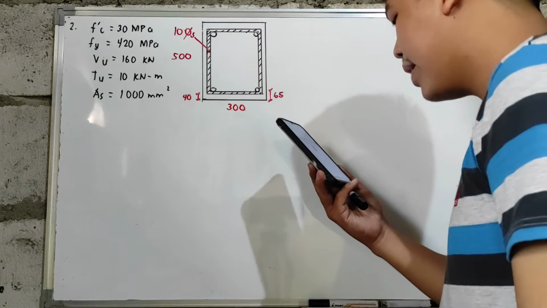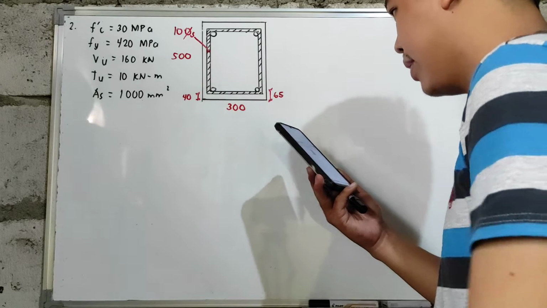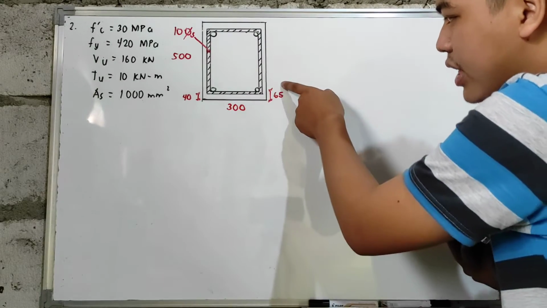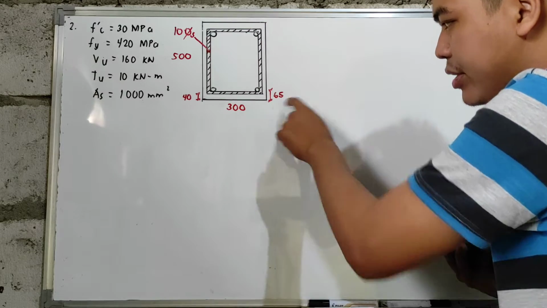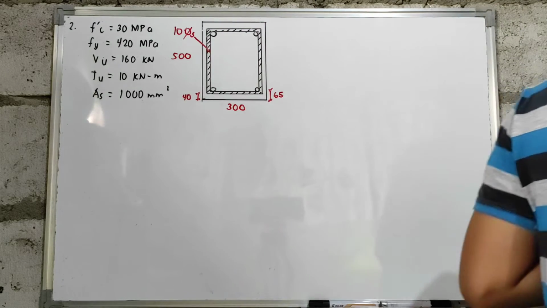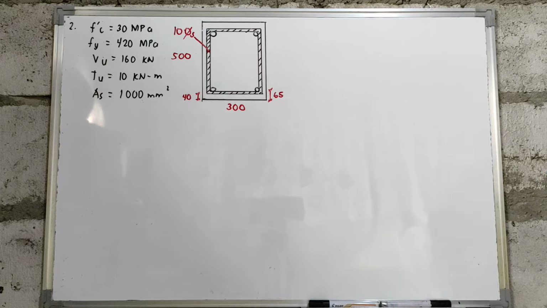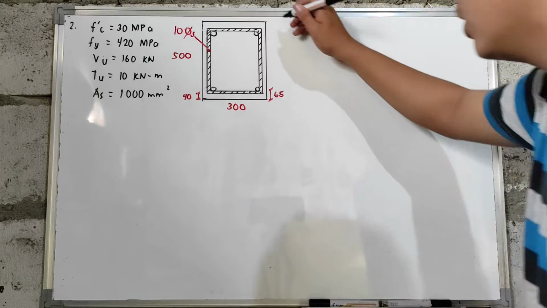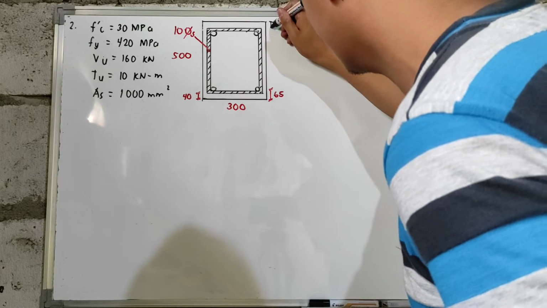And 65 mm centroidal reinforcement to the outermost fiber. So, from the centroid of your steel bars to the outermost fiber, you have a concrete cover of 65 mm. So, ngayon isosolve natin yung torsional reinforcement ng beam natin. So, for this one, siyempre, hanapin muna natin yung value ng effective depth natin, which is denoted by small d.